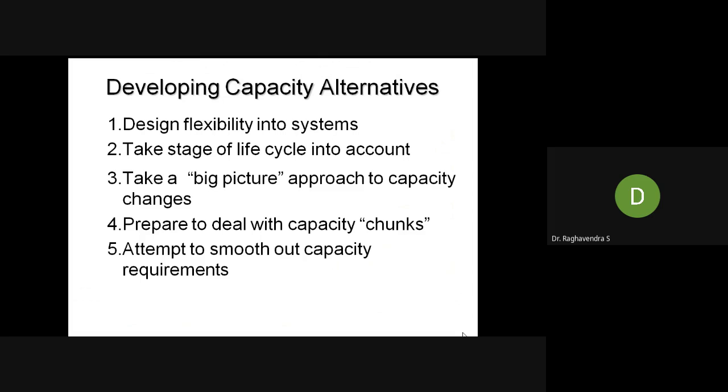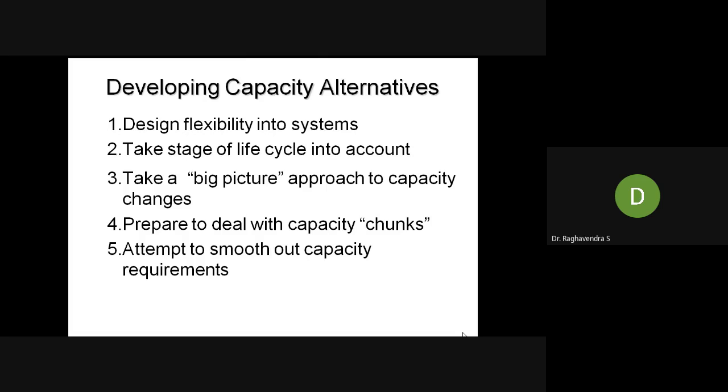Developing a capacity alternative. Design flexibility into the system. Take the stage of the life cycle into account. Take a big picture approach to capacity changes. Prepare to deal with capacity chunks. Attempt to smooth out capacity requirements. These are some of the ways of developing capacity alternatives. How to make the design capacity alternatives?